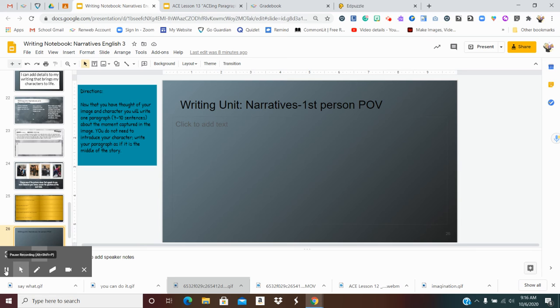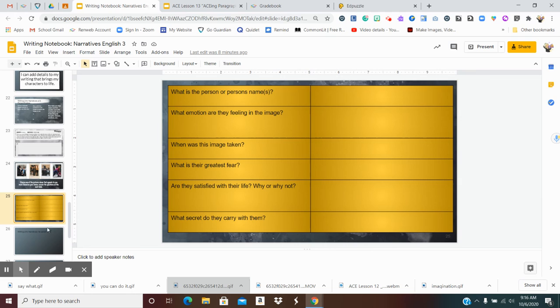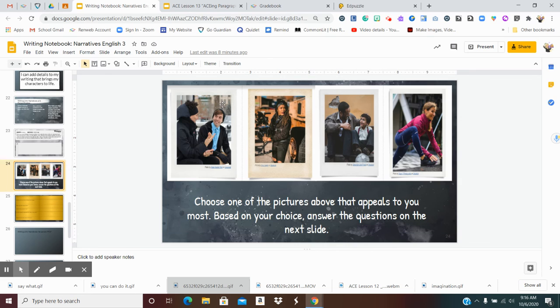Use that information that you've written on slide 25, this slide here, to help drive your story about whatever image you chose here. What are they going through? What's the conflict that they're facing right now? How are they going to figure this out? You don't have to resolve the story, just write it as if it's the middle of the story. Go ahead and do that now.